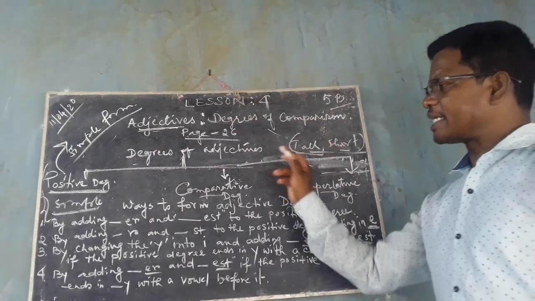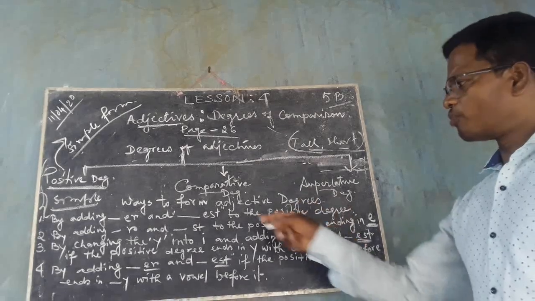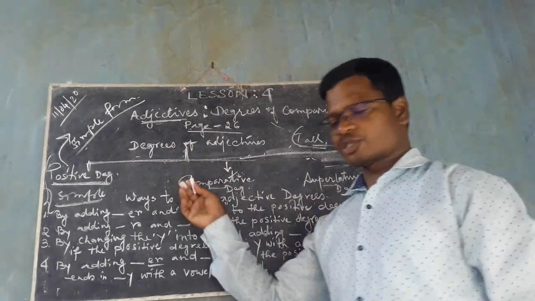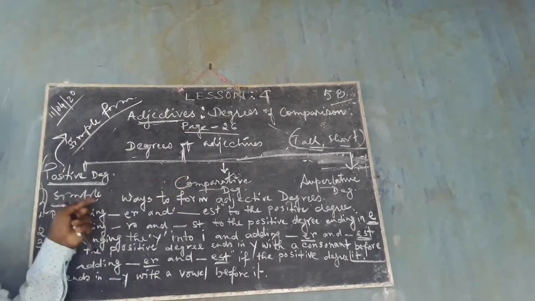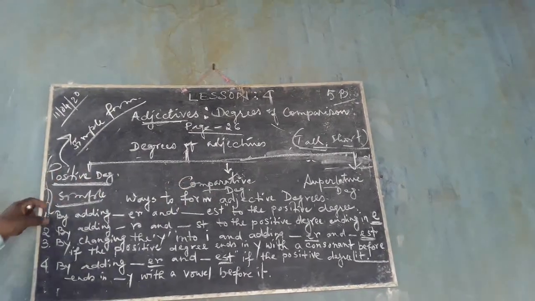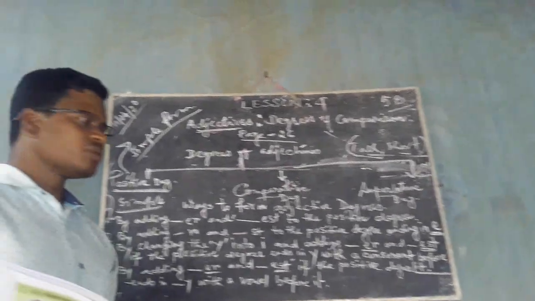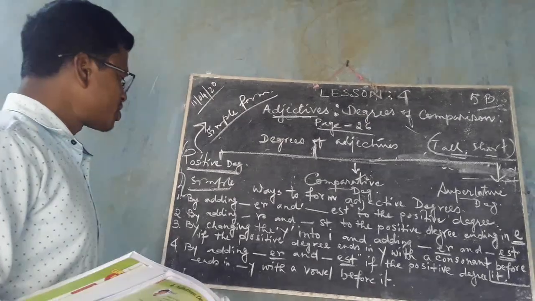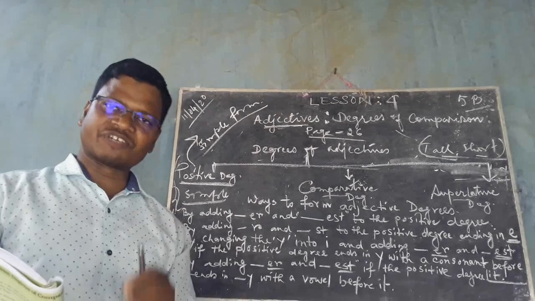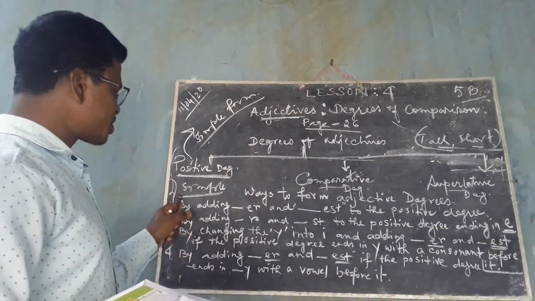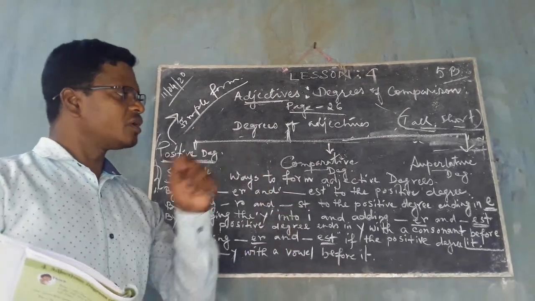And now we will see the ways to form the adjective degrees. How to form the adjective degrees. I have just written down the rules which are already there in the book. The same thing I have written on the board to discuss all these things, so that it becomes a little easier for you to understand all this. Then the first one, you see, what is the first rule to form different adjective degrees? The first one is by adding er or est to the positive degree.